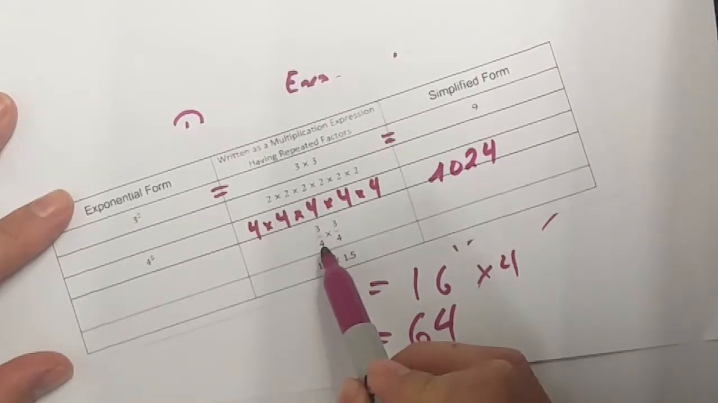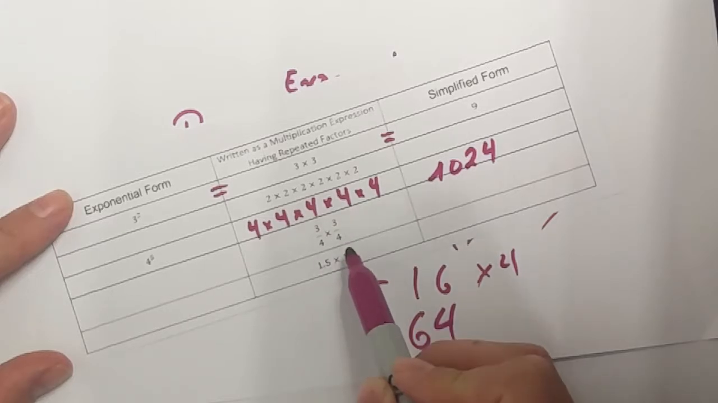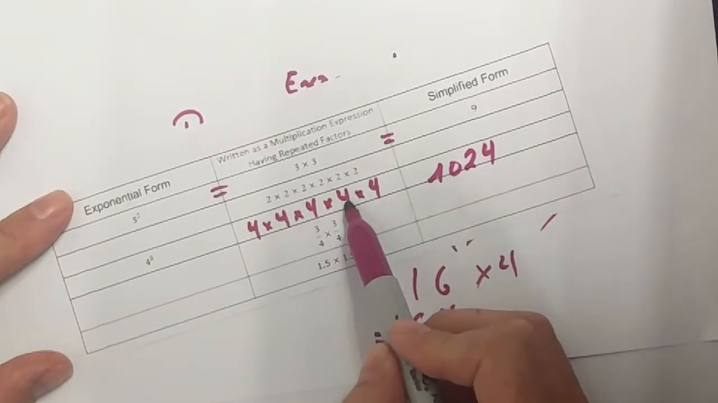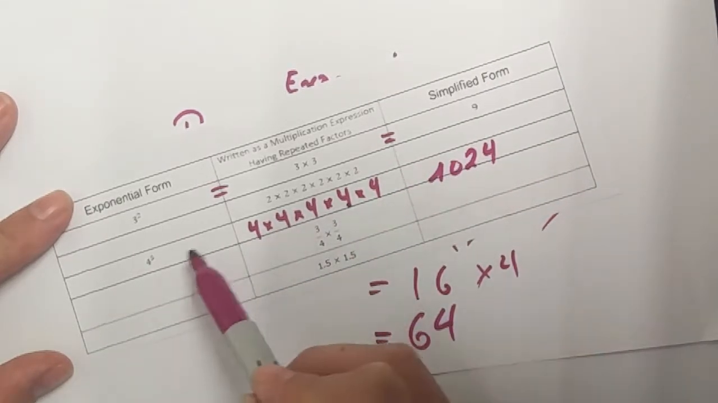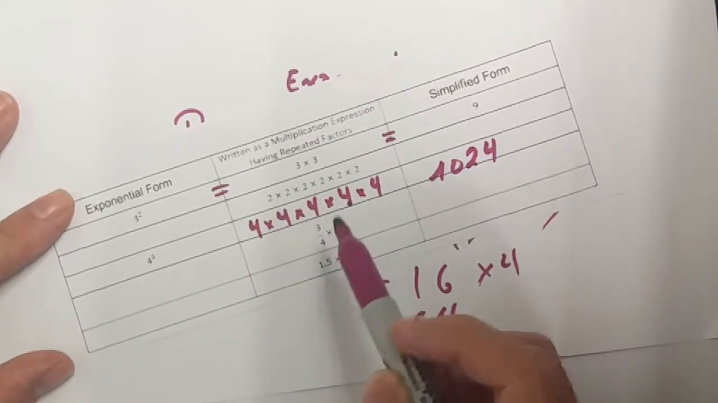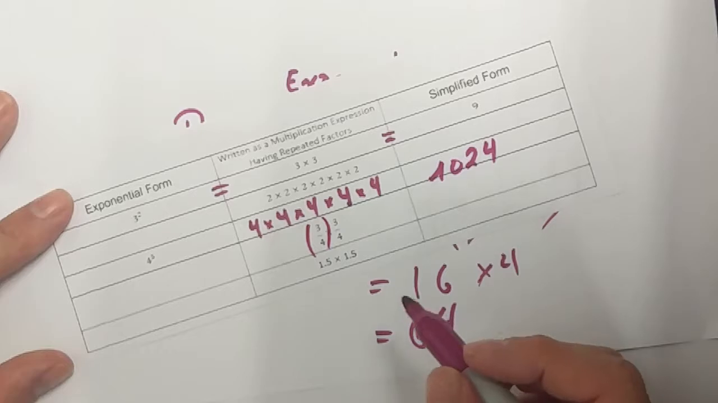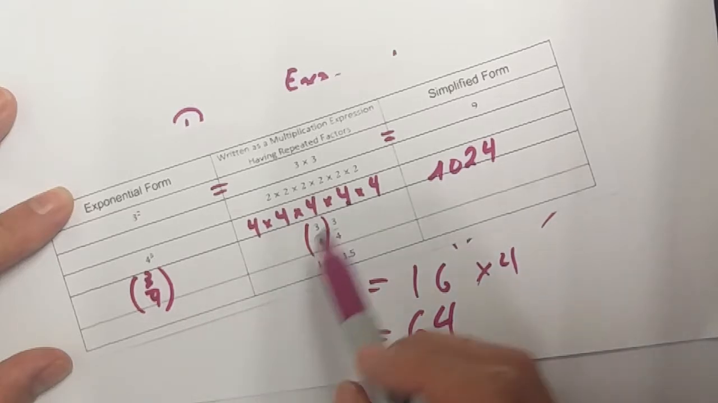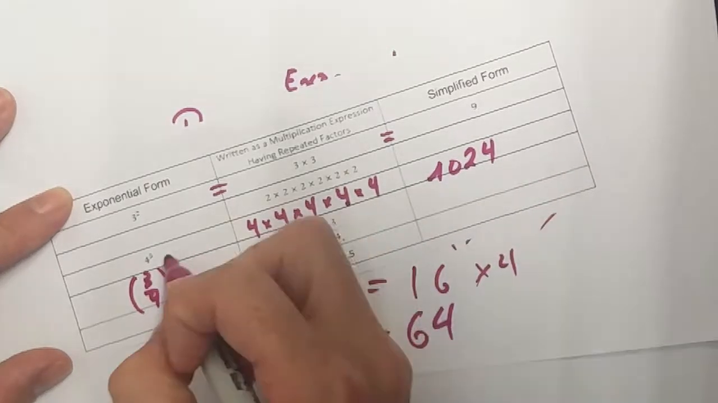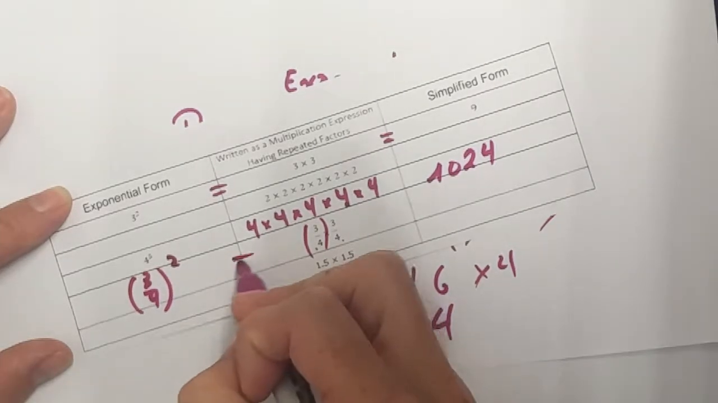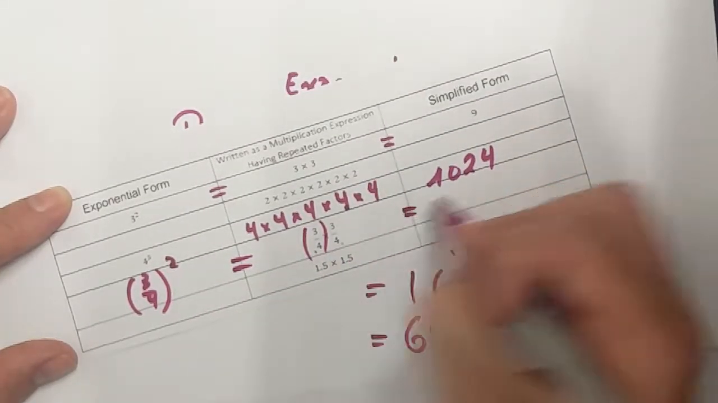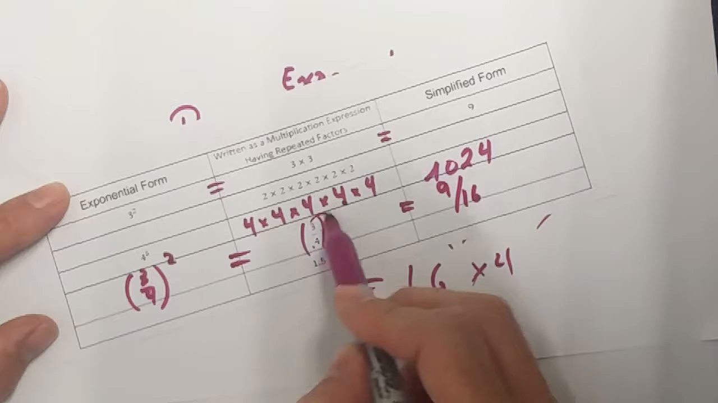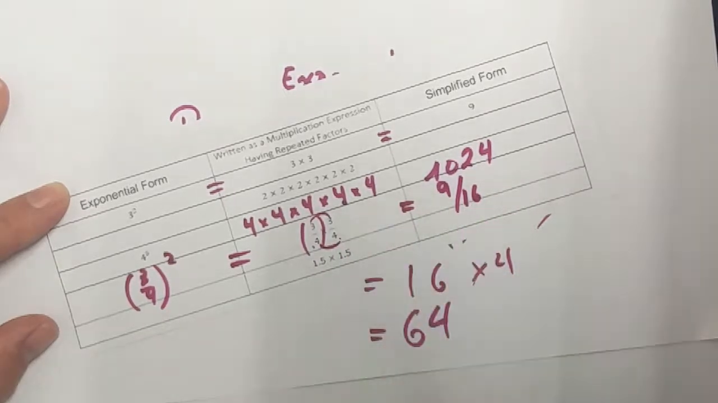Now, the exact same thing can happen with my fractions as well. If we think about it, I have 3/4 times 3/4. So what does that mean? Well, if I look at the pattern here, over here my base is 4, and I have it 5 times. So over here, what's my base? Well, my base is actually 3/4. And how many times do I have that base 3/4? I have it 1 time, 2 times. So it's 3/4 squared. Now that's the same as 3/4 times 3/4, which is of course the same as 9/16. I just multiply the tops, 3 times 3 is 9, and I multiply the bottoms, 4 times 4 is 16.